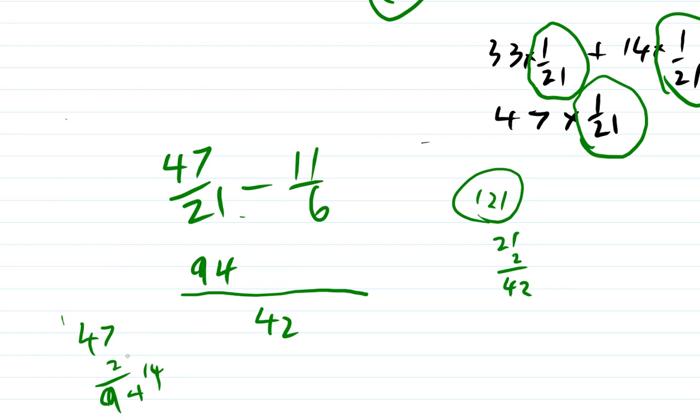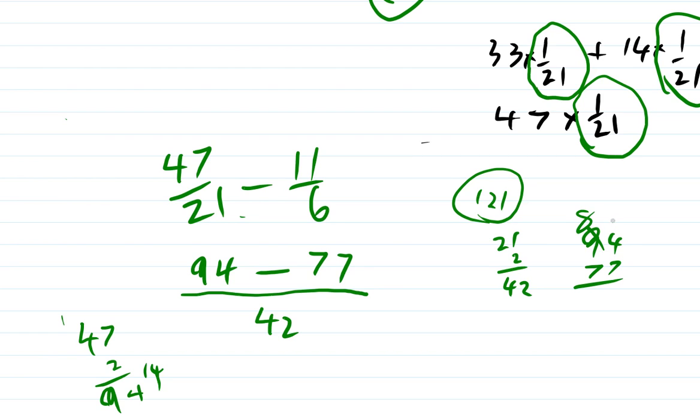Alright? So, what do we do now? Minus 6 into 42 goes 7. 7 multiplied by 11 will give you 77. Alright? So, that's what we have. So now, 94 minus 77.